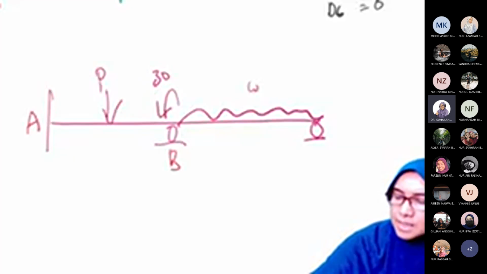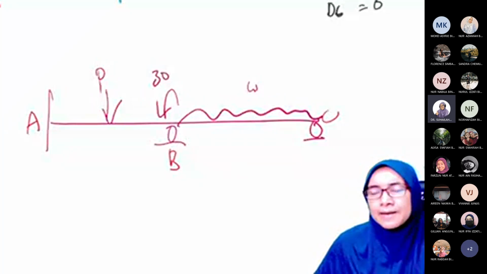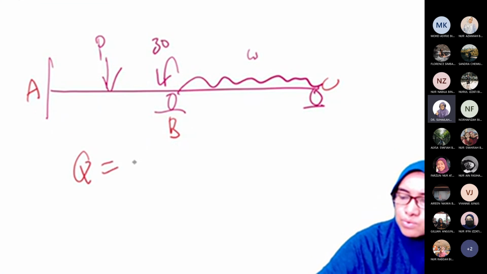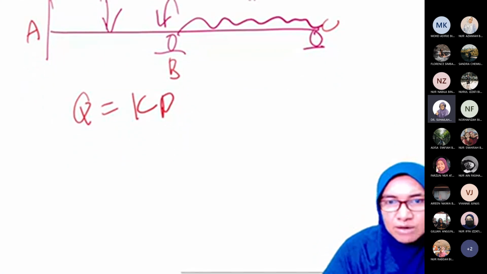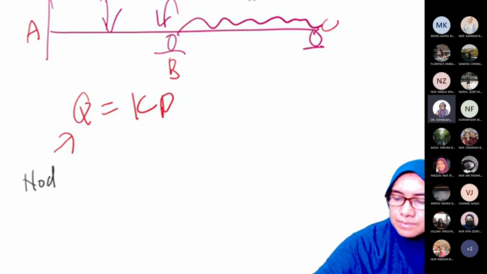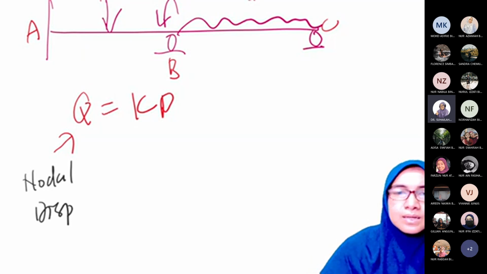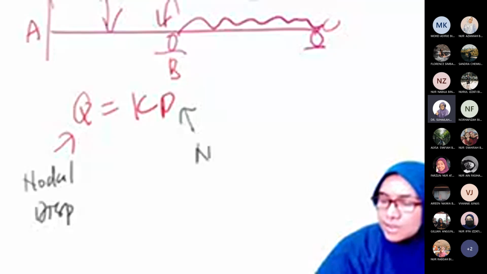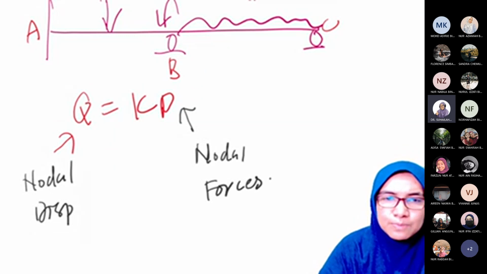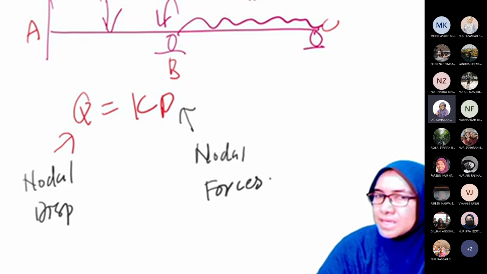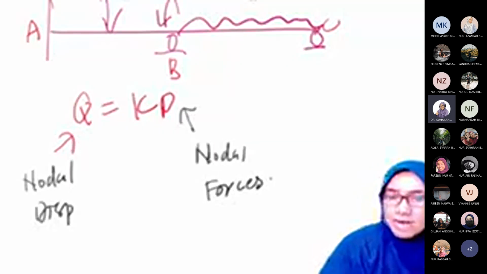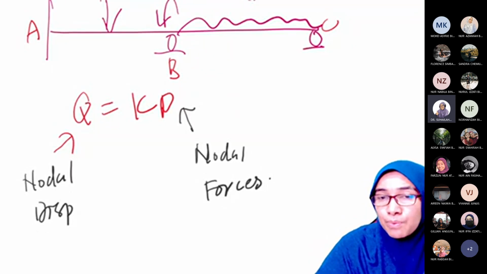If we use the standard equation, Q is equal to KD. What is the definition of Q and D? Q is actually called nodal forces and D is nodal displacement. Nodal displacement means displacement located at nodes, and nodal forces mean forces at nodes. Reactions at the supports are also nodal forces.